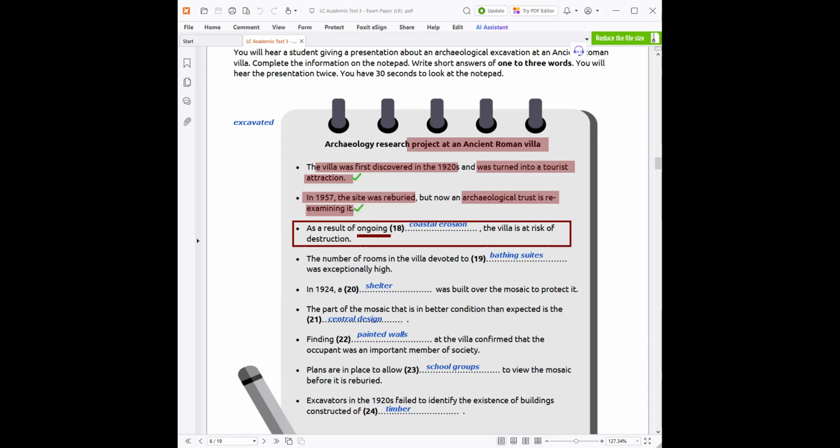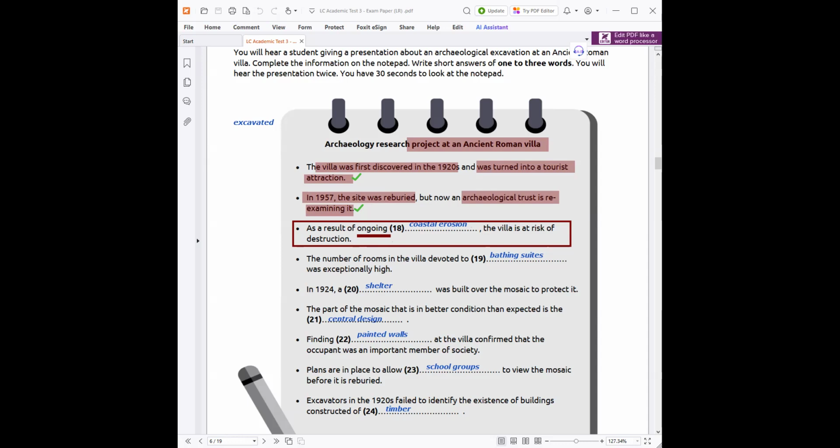Slow. Coastal erosion means this site is in danger. Continuing means ongoing. I told you, remember? They did not use the word ongoing, they use the word continuing, a synonym. So continuing coastal erosion is posing a risk. It's a danger to the site.